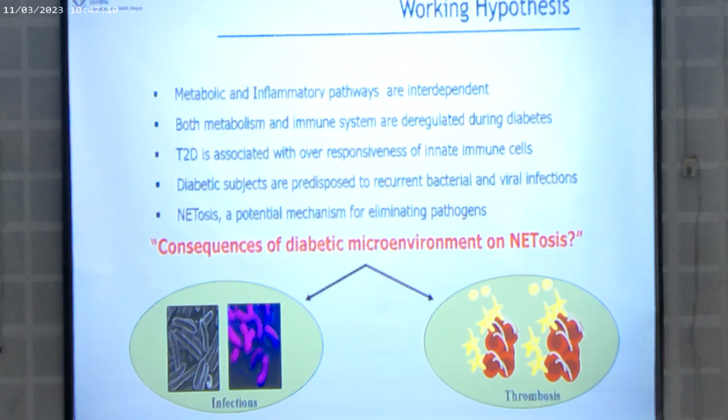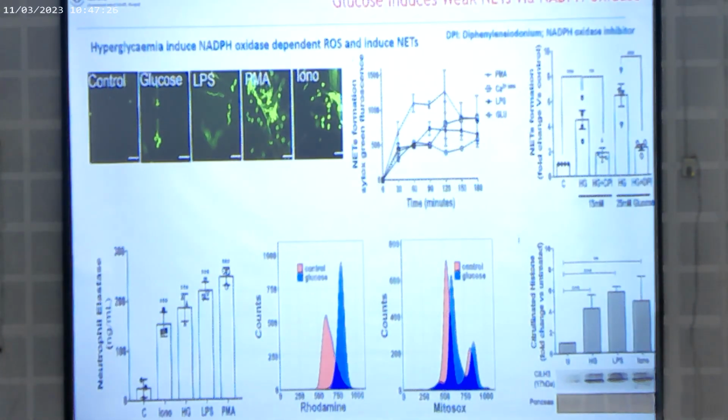Since metabolic and inflammatory pathways are interdependent, both systems are deregulated in diabetes. Diabetes is associated with over-responsiveness of innate immune cells. So what happens to NETosis in the microenvironment of diabetes? So this is what we are going to talk about. I'm going to tell you about it in the next few minutes.